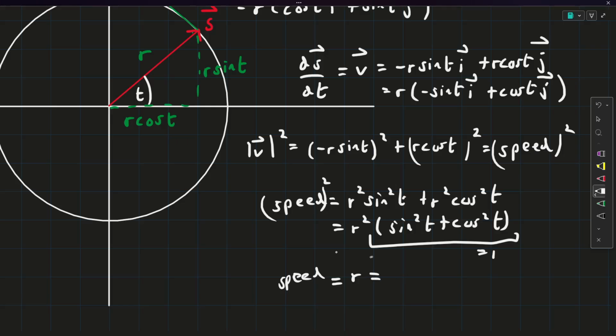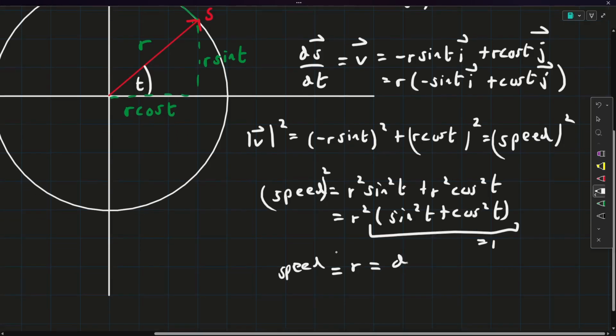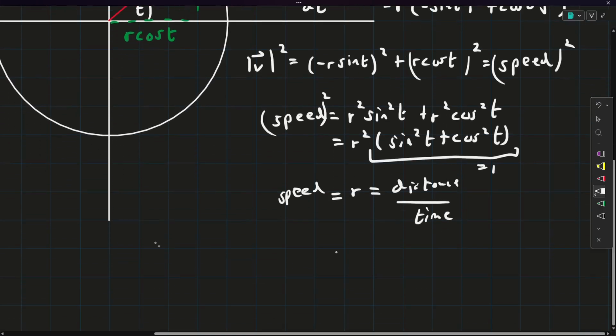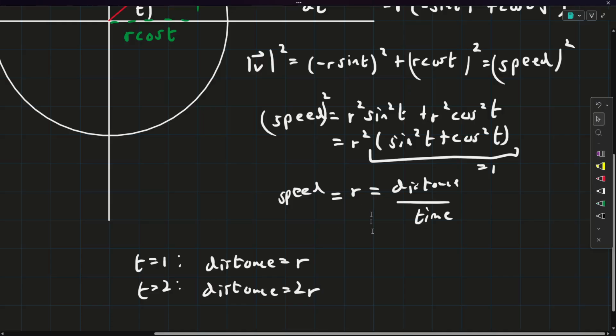And the unit for speed is obviously distance over time, right? Cool. So when the time is equal to 1, the distance traveled is equal to 1 radius. When the time is equal to 2, the distance traveled will be equal to 2 times the radius. So notice, as t increases, if t changes by 1, so if the angle changes by 1, we move 1 radius along the circle. So basically, we need to check how many radii we have moved along the circle.